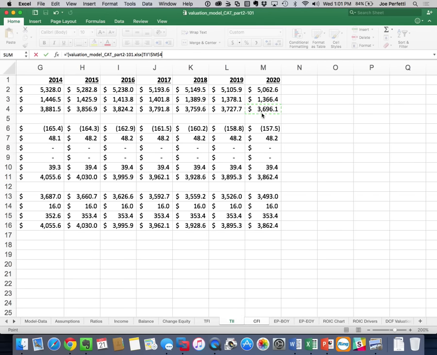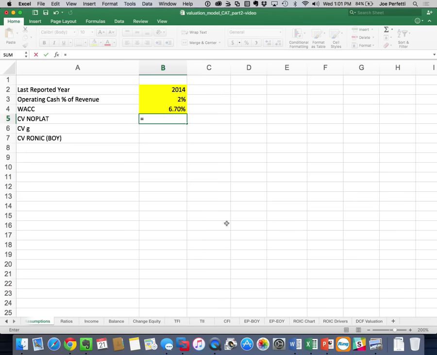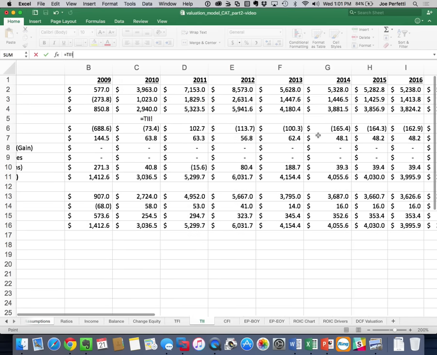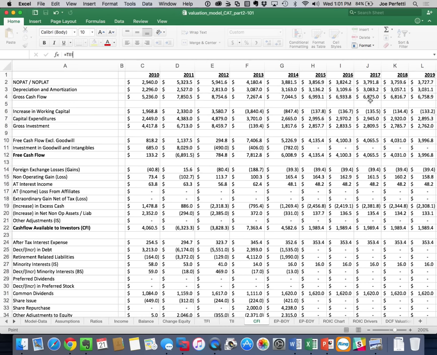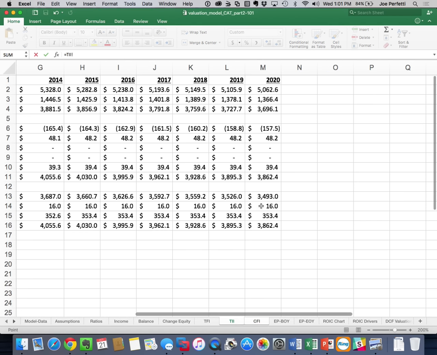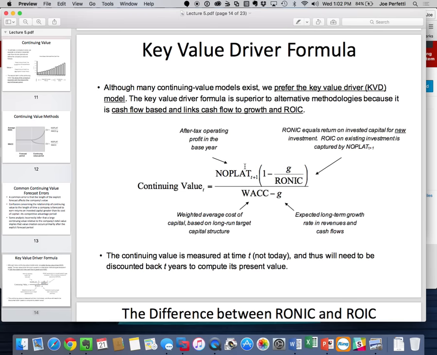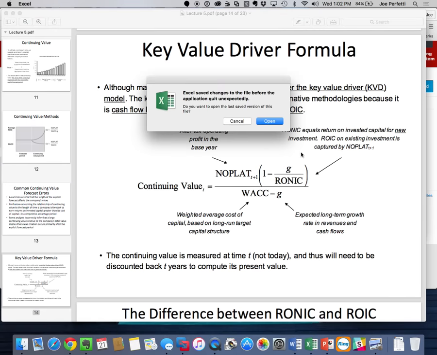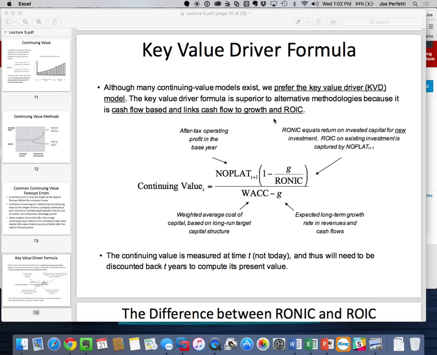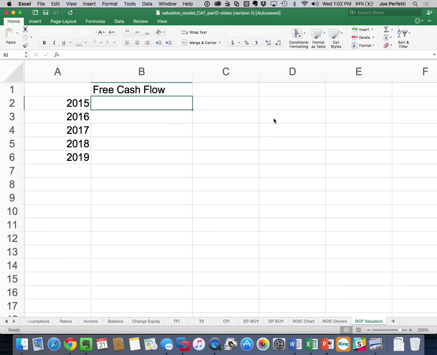Oh, who's doing that? Just kidding. Equals TII M4. Oh, my mouse is haunted. M4. There we go. Microsoft, thank you. Thank you for dying. Oh, you kill me, Microsoft.